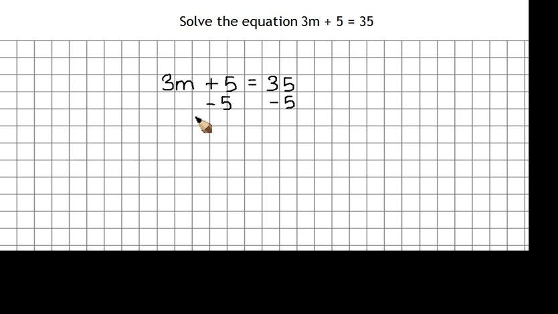Now here, we've just got 3m left, because plus 5 take away 5 gives you 0. Here we've got 35 take away 5, so that's going to be 30.